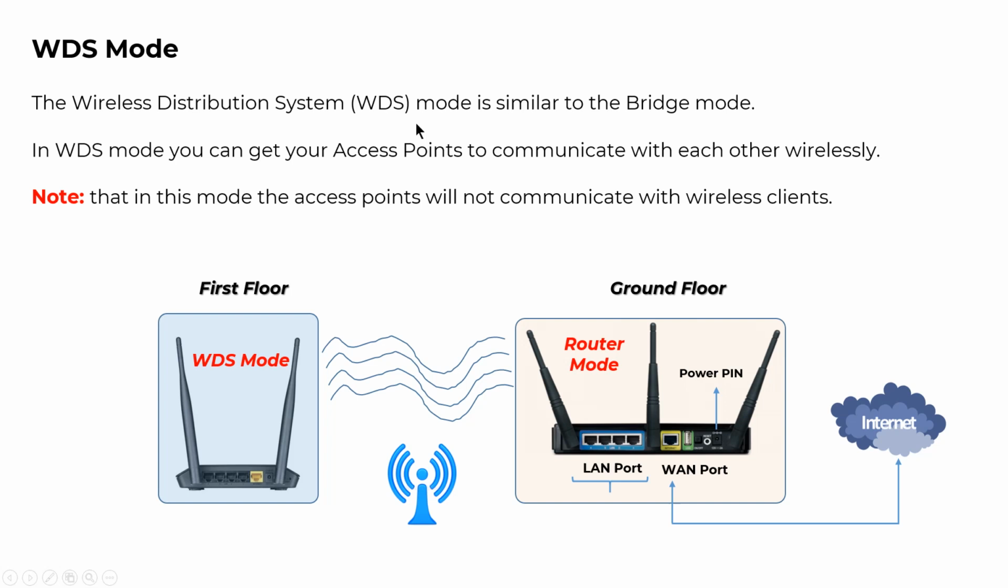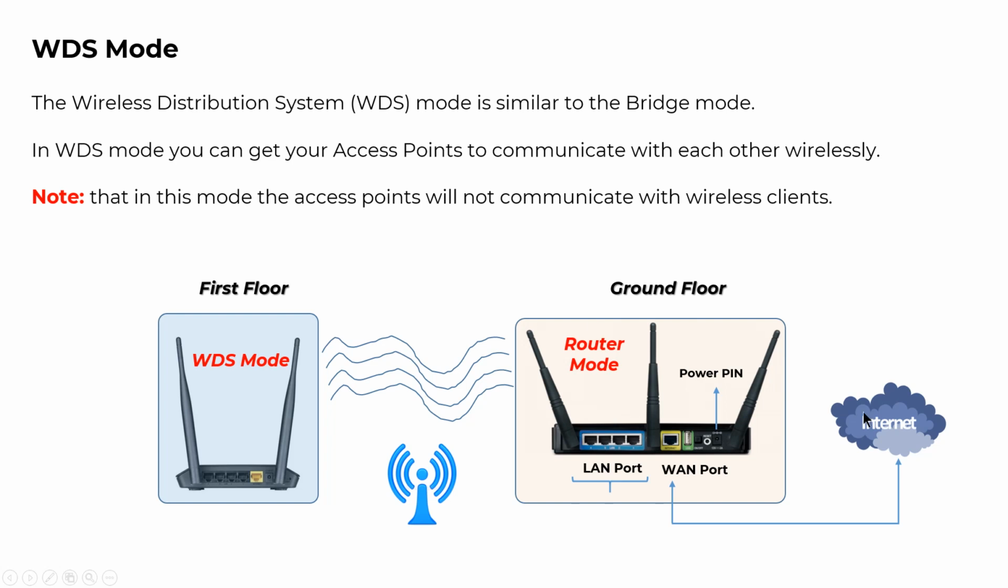The wireless distribution system mode is similar to the bridge mode, but there is a different packet forwarding method, which I explained earlier. In WDS mode, you can get your access points to communicate with each other wirelessly. That means you don't need to lay down the cable. There is no headache of needing an Ethernet cable to connect between each other. In this mode, the access point will not communicate with wireless clients.